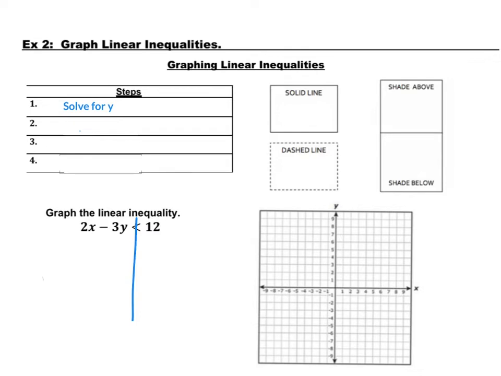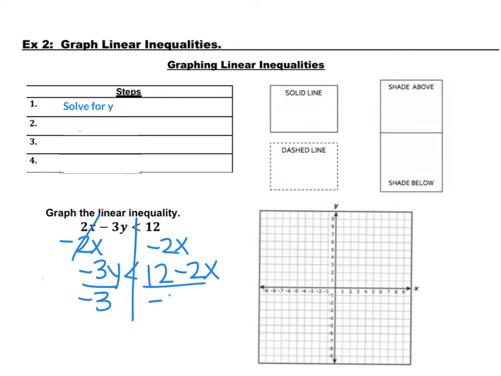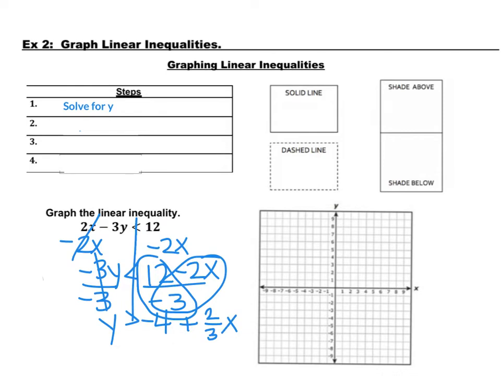So we want to get y all by itself. Let's minus a 2x, minus a 2x. Negative 3y is less than 12 minus 2x. Now that negative 3 is multiplying, so we're going to divide by a negative 3. And again, remember, when you divide by a negative, you need to flip the sign. So y is, I'm going to flip my sign, greater than negative 4 plus 2/3 x. Alright, so now I've solved for y.